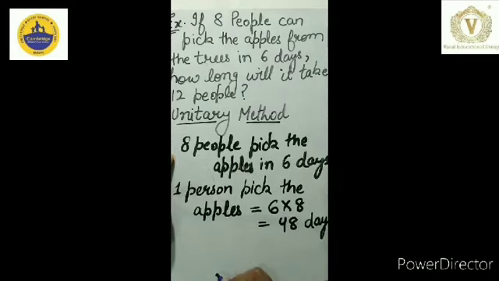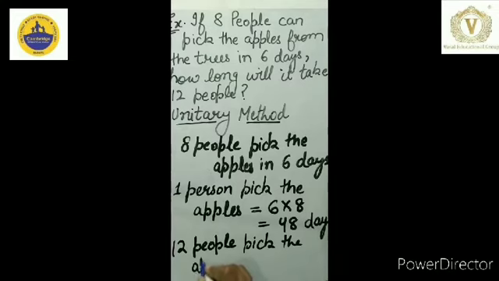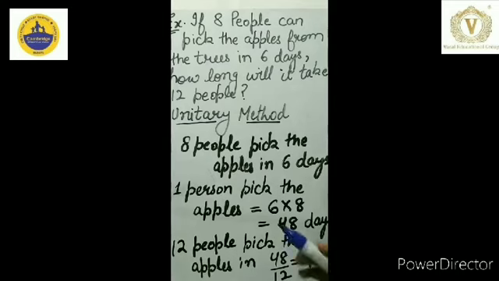Okay, but now we want to find out for 12 people. So 12 people pick the apples in... Now in case of direct proportion, we multiplied at this point, now we will divide. Okay, so 48 divided by 12, that is 4 days. Just remember, in case of inverse, we have to perform the inverse operation. At this point we have to multiply, and to find out for more people, we have to divide. Okay, remember that.